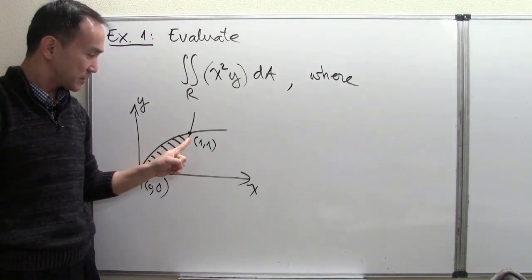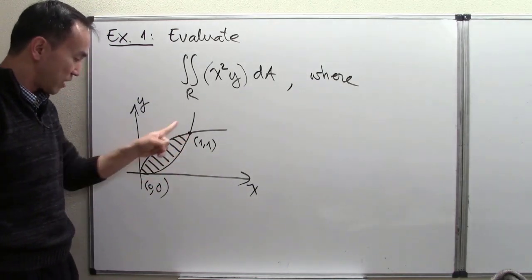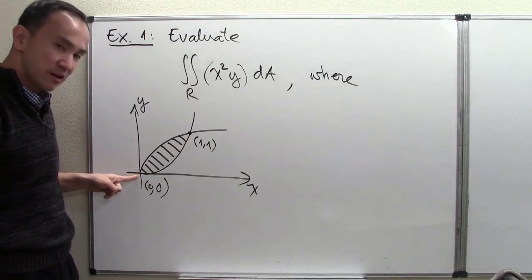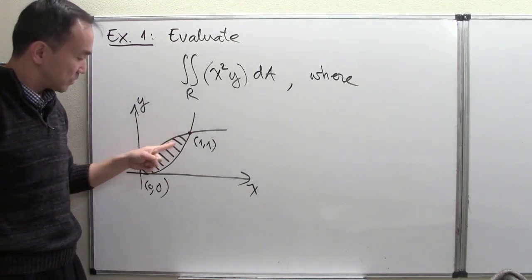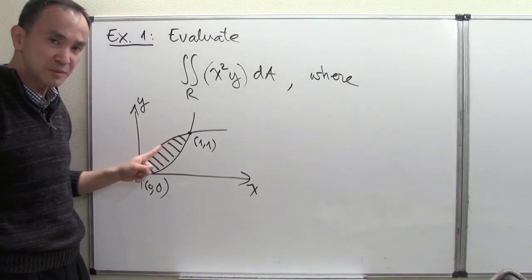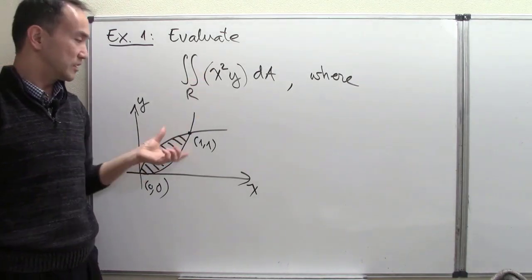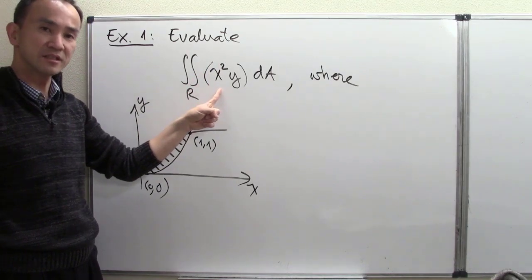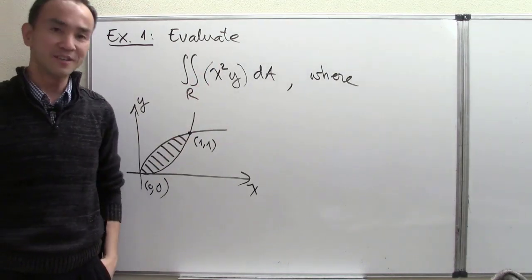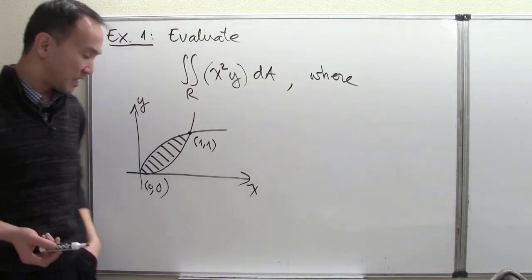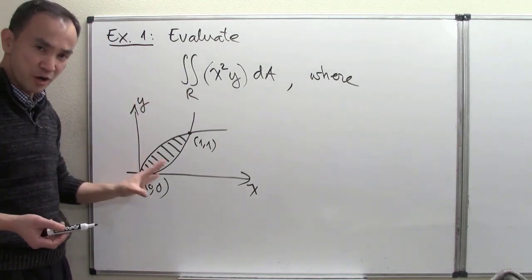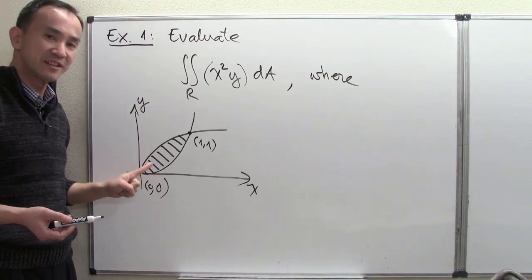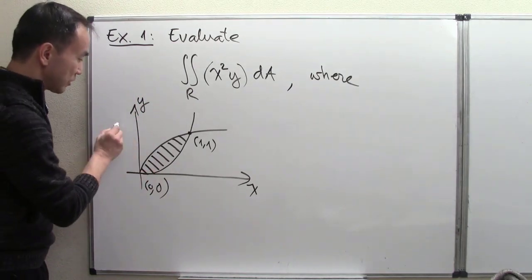The best clue I have here is that the two parabolas go through (0, 0) and (1, 1), and they trap a region. The region trapped between the two parabolas is the region that we're taking this double integral over. This is exactly what it means to take a double integral over a general region. This is the general region. This is R.